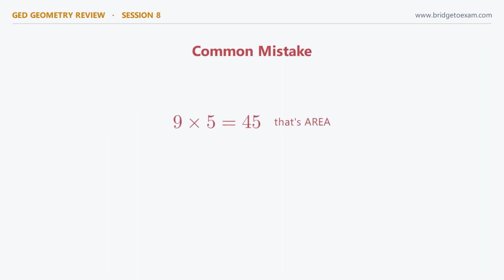The big mistake is multiplying the sides together. Multiplying dimensions gives area or volume. Perimeter only adds side lengths. If you are going around the outside, you are adding.